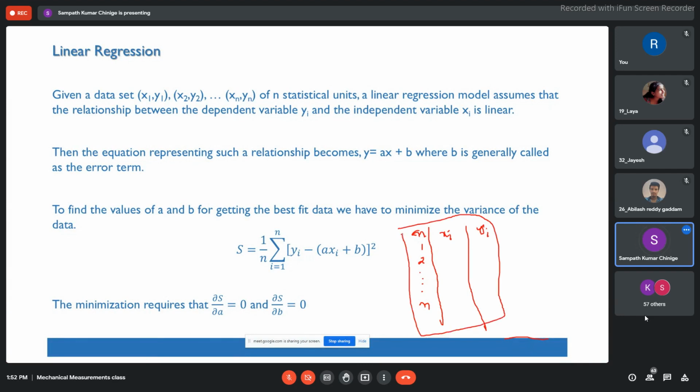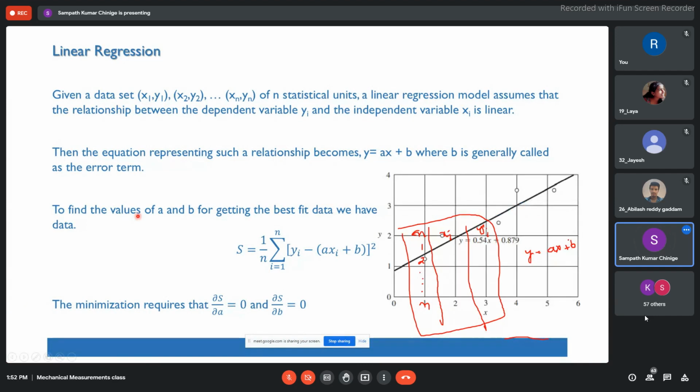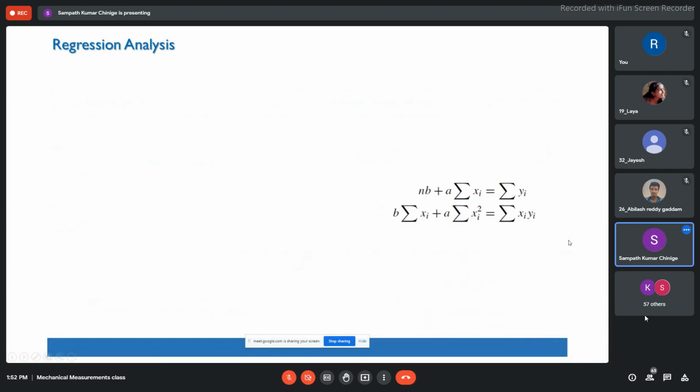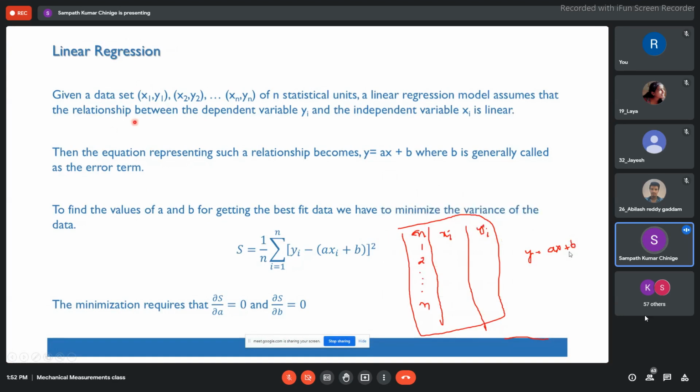So now for each xi and each yi, these are discrete in nature, and I want a continuous function in the form of y equivalent to ax plus b. Y equivalent to ax plus b. All right. Where b generally is the error term, we take this to be the error term.